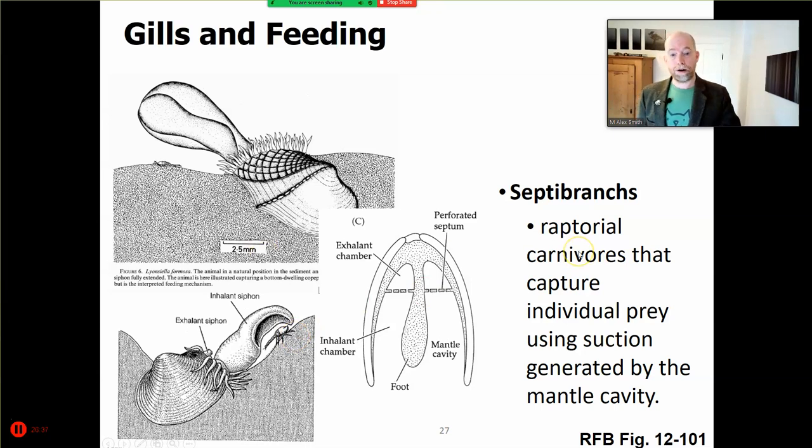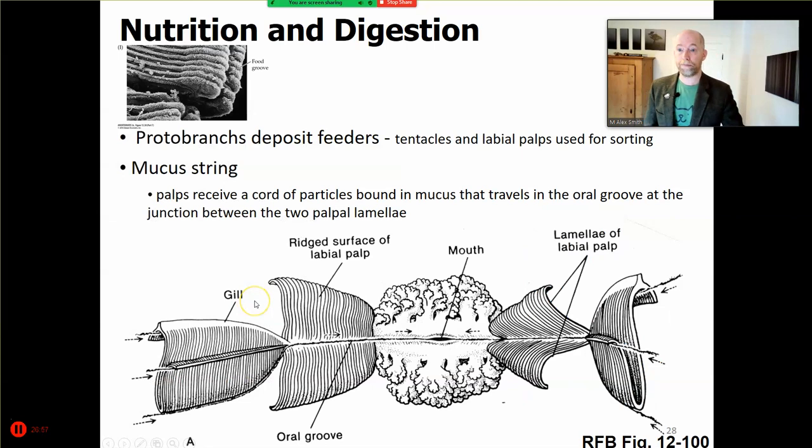This is because these are essentially raptorial, they're carnivorous on a big scale. So we see that they have an inhalant and exhalant siphon, but this real change in morphology is associated with eating large prey items. And they do that using suction that's generated by the mantle cavity.